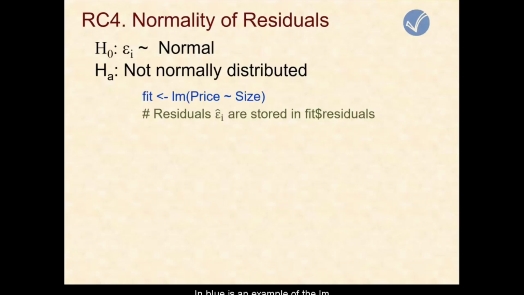In blue is an example of the lm function used in R to perform the linear modeling of regression. As arguments of the function, we use the y variable, followed by a tilde, then the predictor. This is read as modeling price as a function of size. We save the result of this modeling in the data frame fit, that then contains a host of information about the modeling that we can access. For example, the residuals, epsilon hat, for each individual i in our sample are stored in fit$residuals. We can use these observations to test for normality.